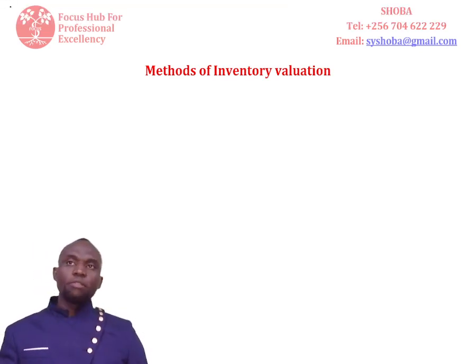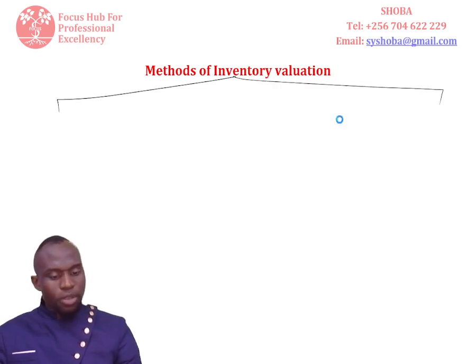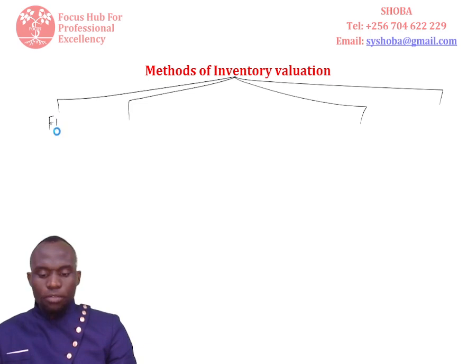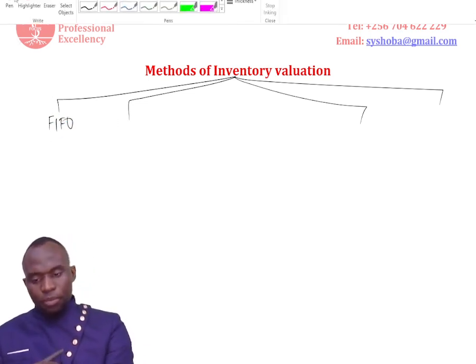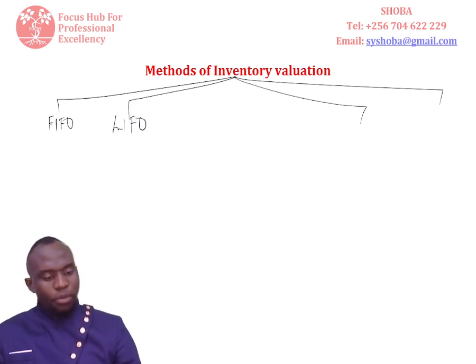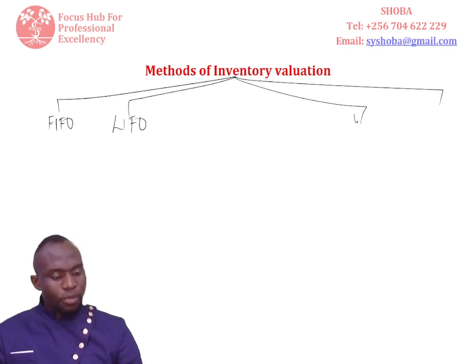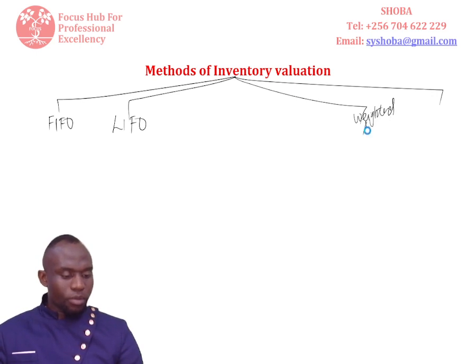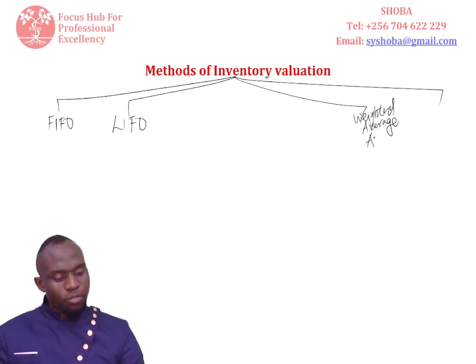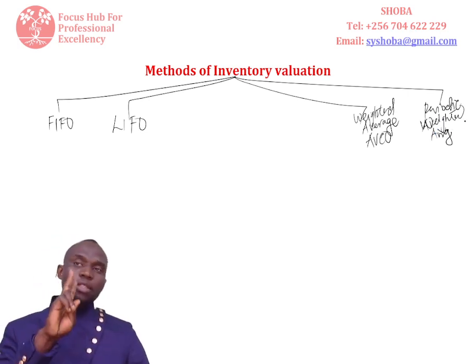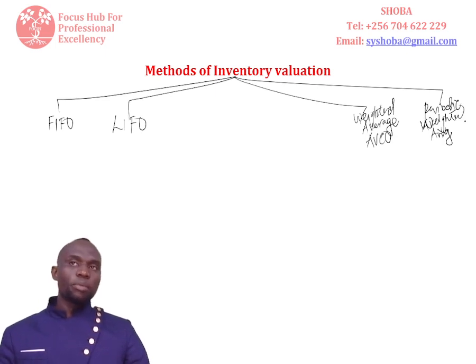So finally, we look at inventory valuation methods. Now there are 4 ways of valuing inventory. We can use the FIFO method. We can use the LIFO method. We can use the weighted average method, or what we call the continuous weighted average. And finally, we can use the periodic weighted average. Now for weighted average, there are 2: we have the continuous and the periodic.